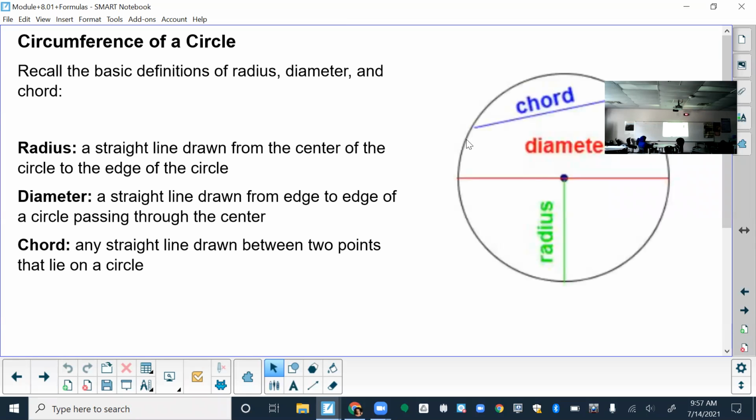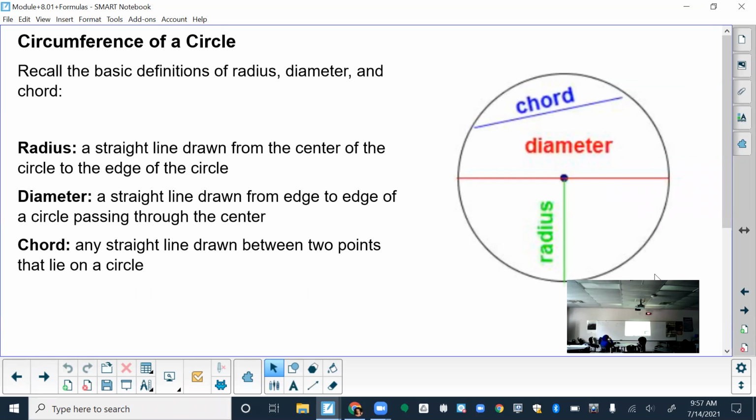So remember circumference of a circle, things like radius, diameter, chord. All right, so circumference is on a different slide, but it's the distance around a circle. So it's kind of like the perimeter of a circle, if you will. So circumference is the measurement of the circle on the outside.